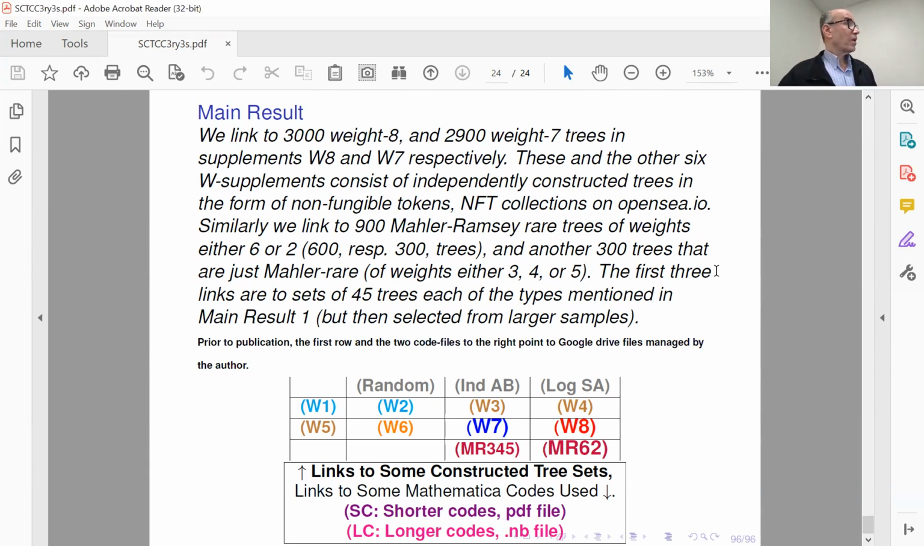I'm not sure when I was sharing that whether the screen was changed or not. So anyway, now. These were the weight 1 through 8.